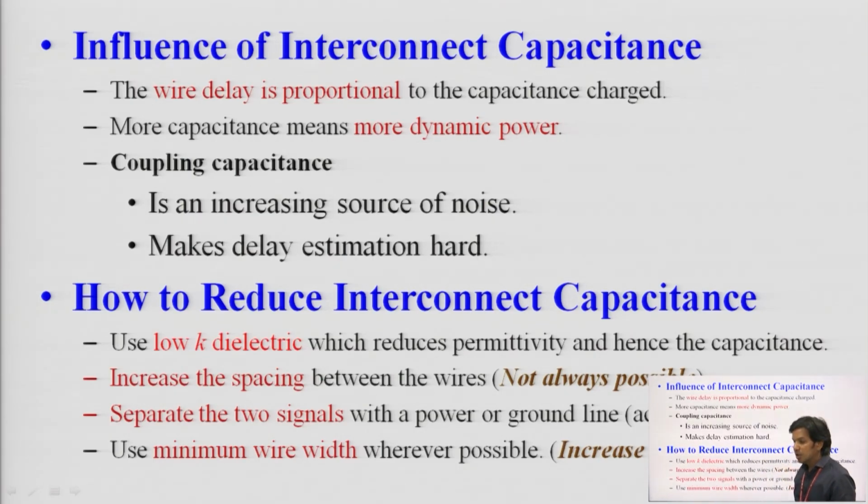We can also use a minimum wire width, but if you use a minimum wire width, it will increase the resistance. That also you have to take care of, right? So, these are the things you have to maintain while implementing a circuit. You have to be very careful about the impact of parasitics, the impact of resistance, capacitance and inductance, while achieving better performance.